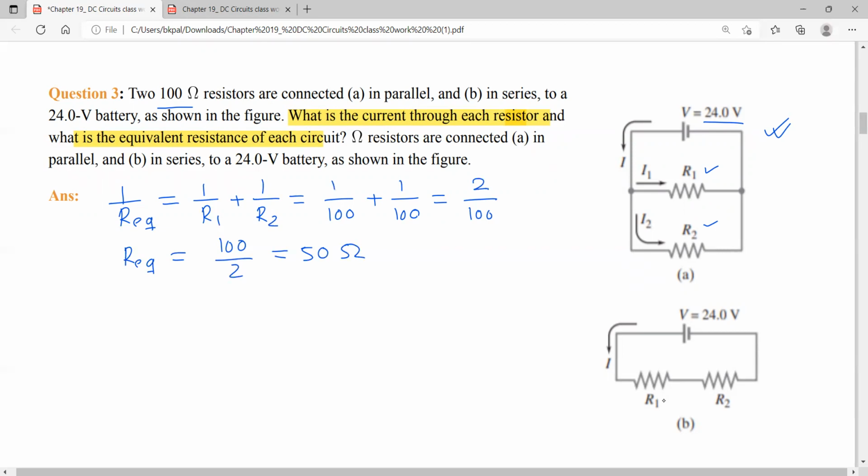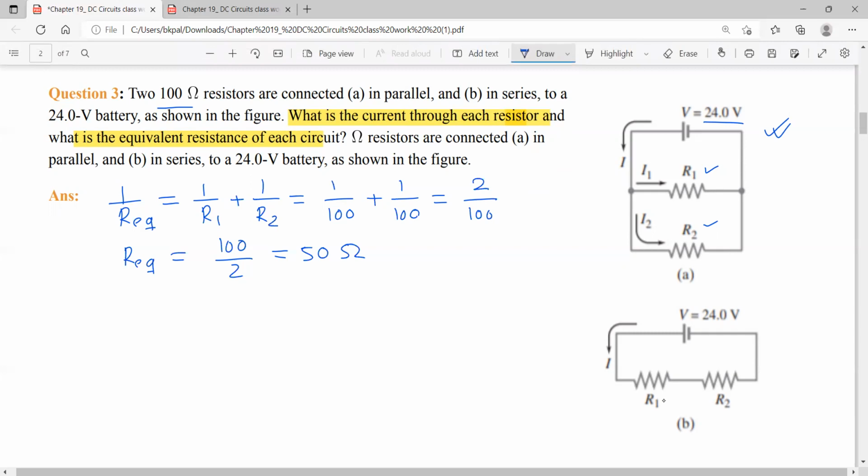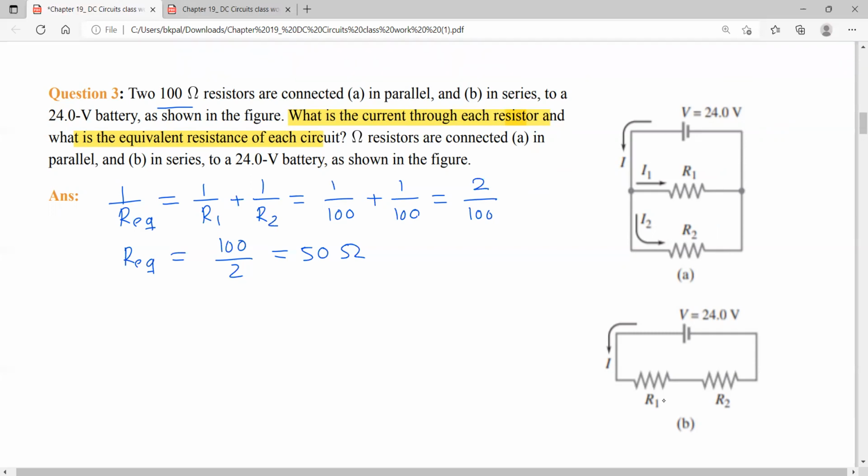Now that is one part, the equivalent resistance, and then it asks us to calculate I1 and I2. How do we calculate I1 and I2? We can use Ohm's law. You see that in this circuit, as R1 and R2 are connected in parallel, the voltage drop in this line and in this line are the same, because they are in parallel.